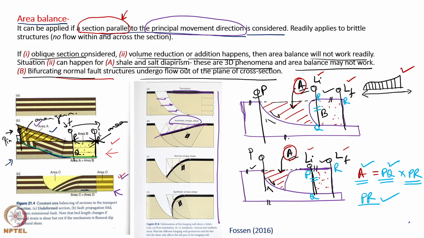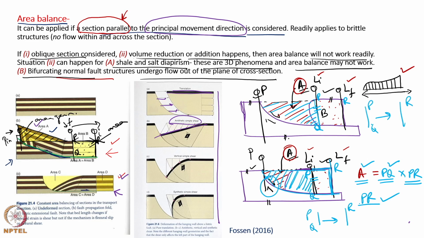Once PR length is found out, we draw this line and then we say that look, this is the restored block before deformation. Here this is the restored block, and during this listric faulting, what happened? This PQ line shifted to this position. Here the PQ line shifted to this position.